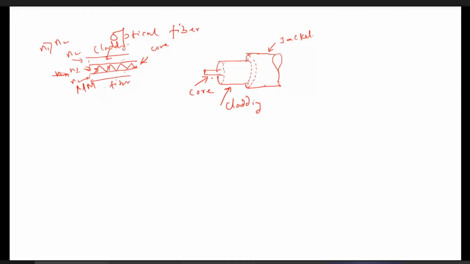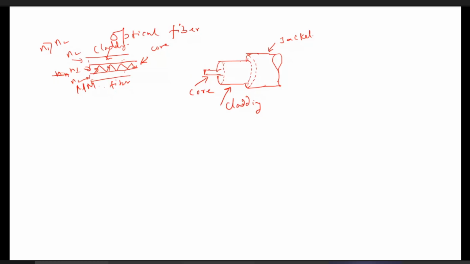Surrounding the cladding, a jacket will be there, because the dimension is of the order of microns, like a hair. If it is made of glass, then if you just touch it, it might break. Mechanical strength will be very, very low, so you need a jacket. Only then can you bend it and roll it. Otherwise, it might break.